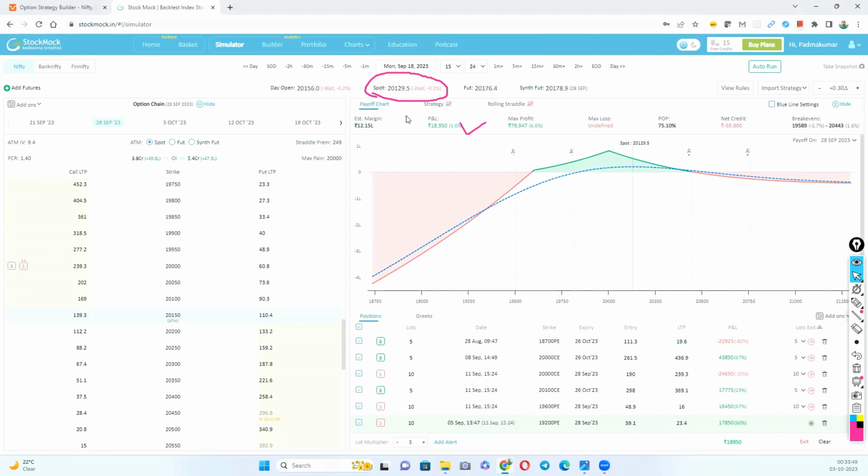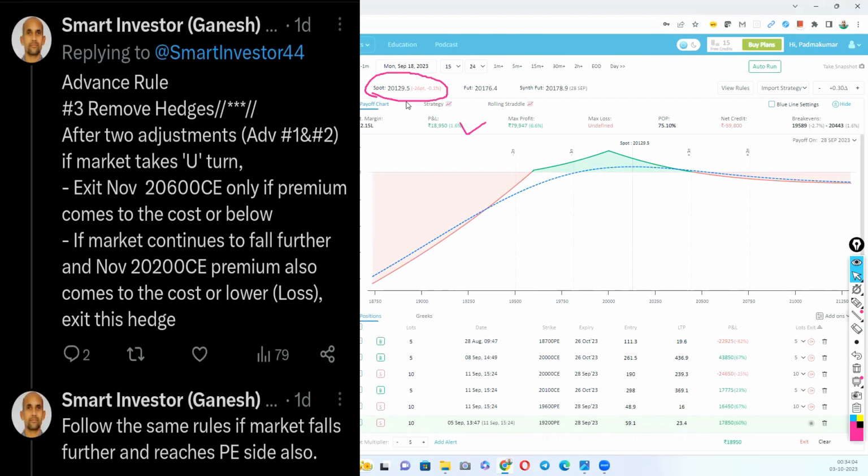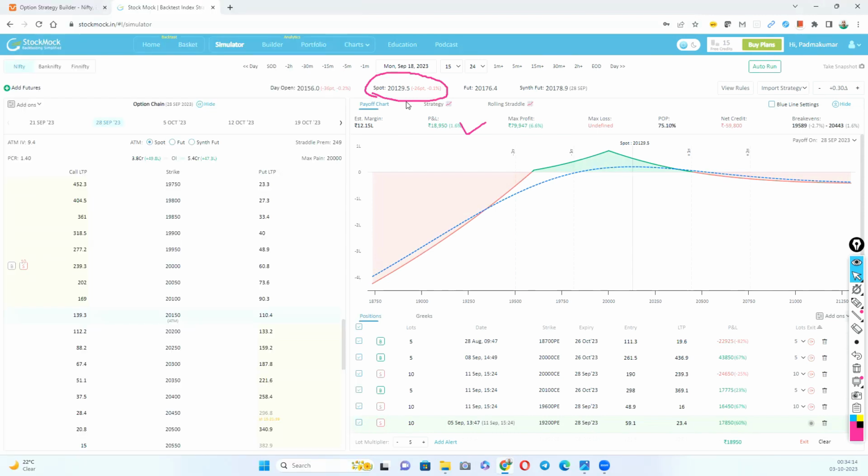On 18th, what has happened? On 18th, the market took some correction. So this is the time, as per rule number 3, we'll have to exit the hedges at cost. Any hedge that comes to cost, we need to exit. As of now, it just came down to 20,129 on 18th September.